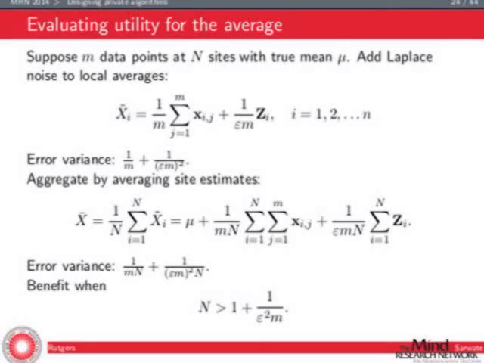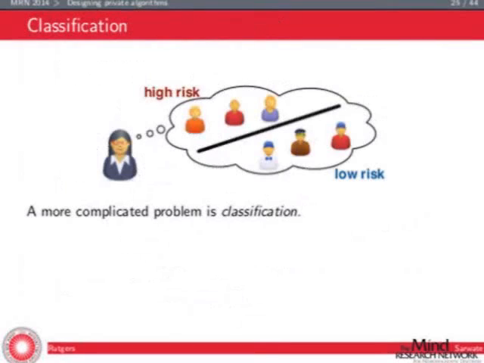And this lets you do study planning better. The goal is to build estimates like this. Okay, but this is just an average, and an average is only one very simple statistic. So let's look at a more difficult task, which is classification.